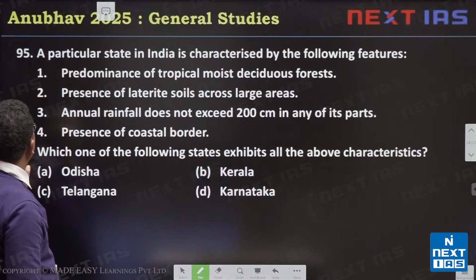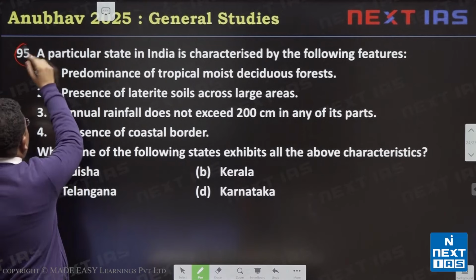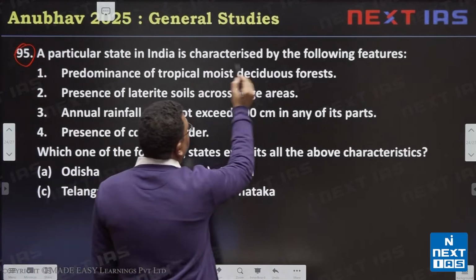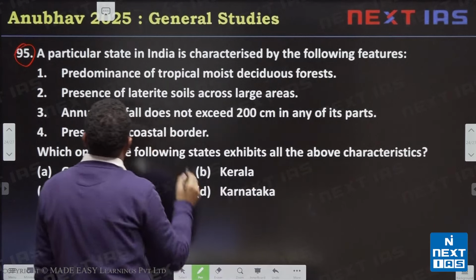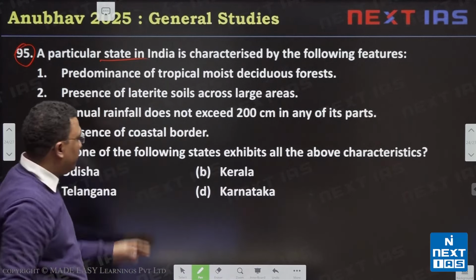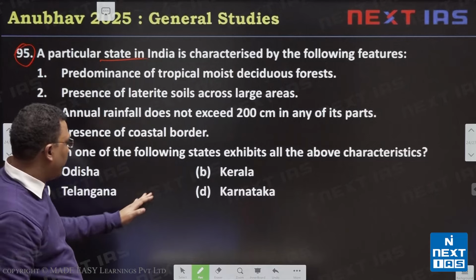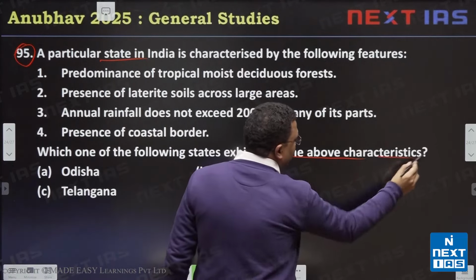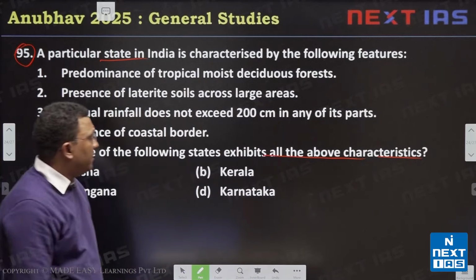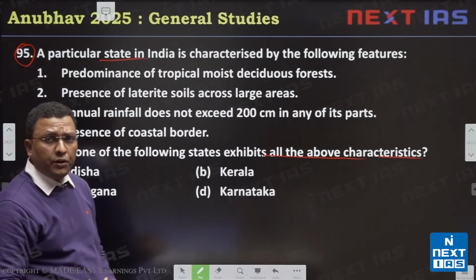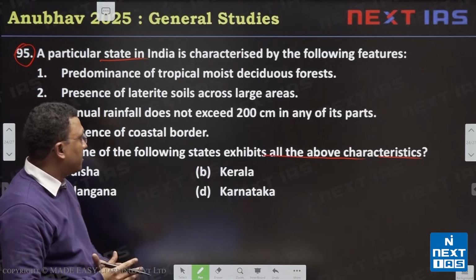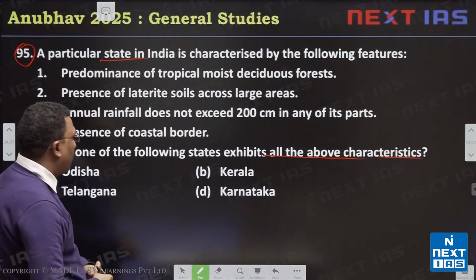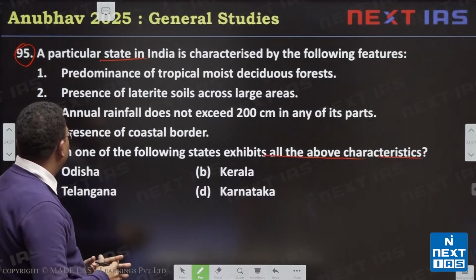Now let's see the next question, that is question 95. It says a particular state in India is characterized by the following features, right? There are certain features given and we have to identify which of the following states exhibits all the above characteristics, right? So this is a typical question. Such types of questions are also often asked by UPSC sometimes, right? So let's see how to approach such a question, right?